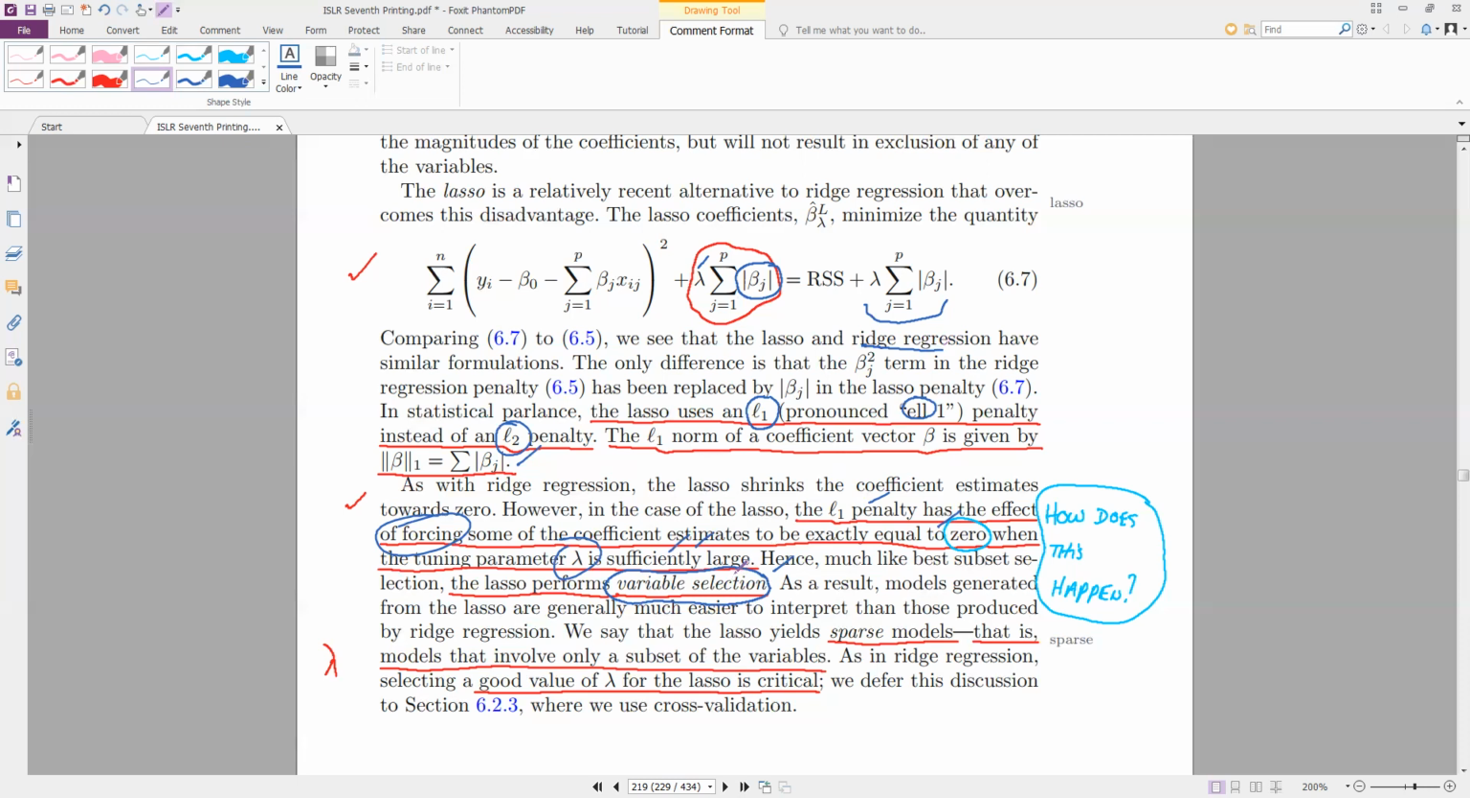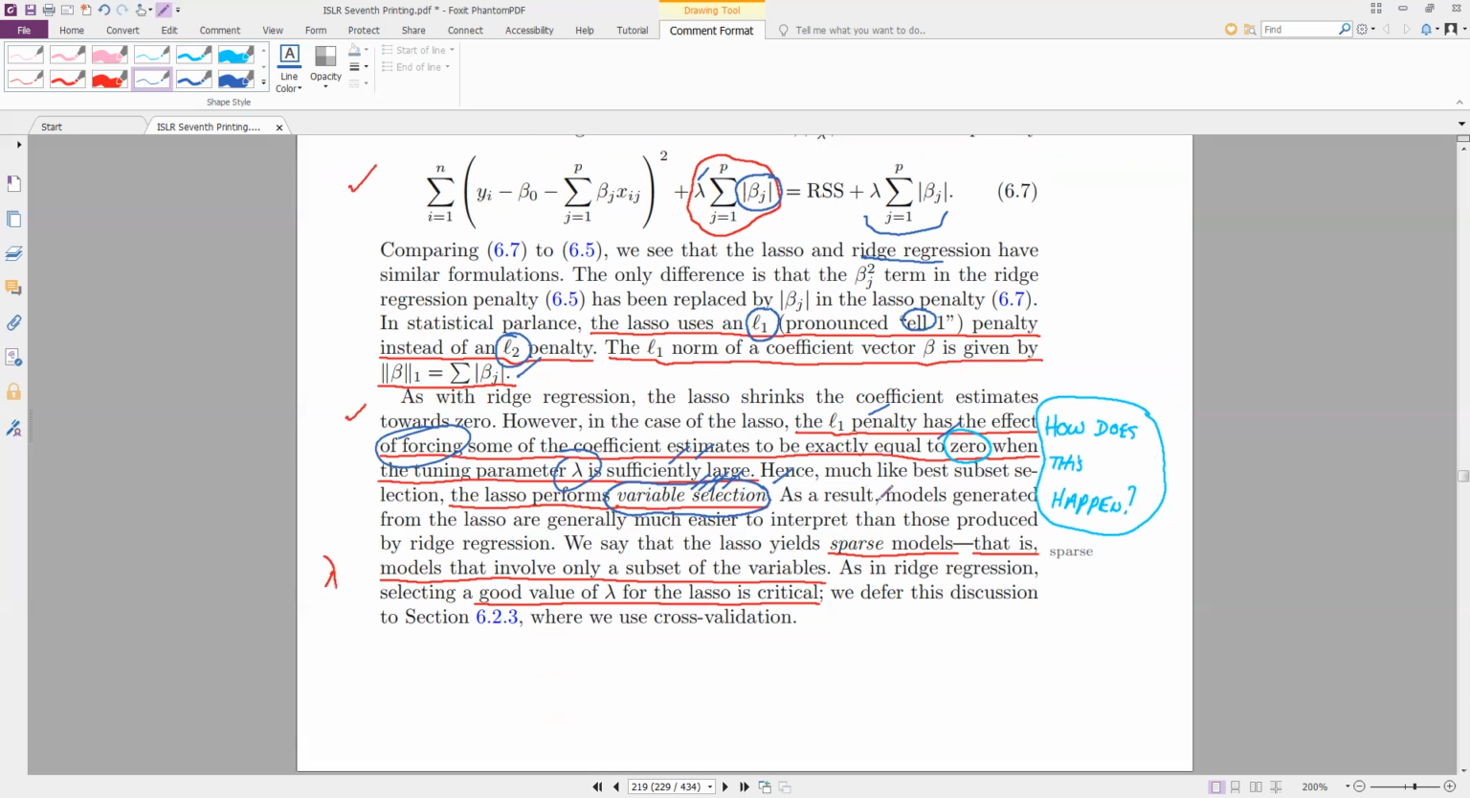Lasso, the benefit is that you can say it actually performs the variable selection for you because it drives some of those coefficients to 0. So a fancy word here is we say that the lasso yields sparse models. That means it involves only a subset of the variables. Okay, only a subset of the variables. But the same thing as in ridge, the value of lambda is very critical.